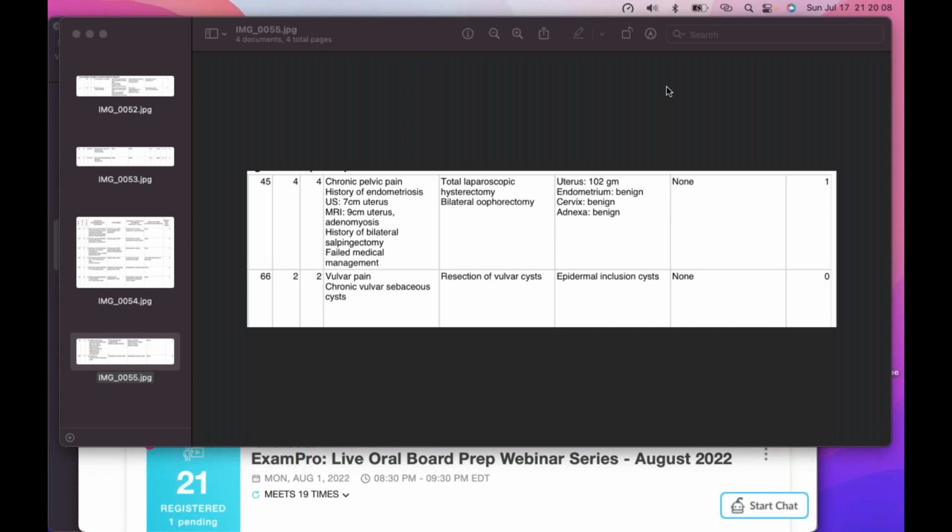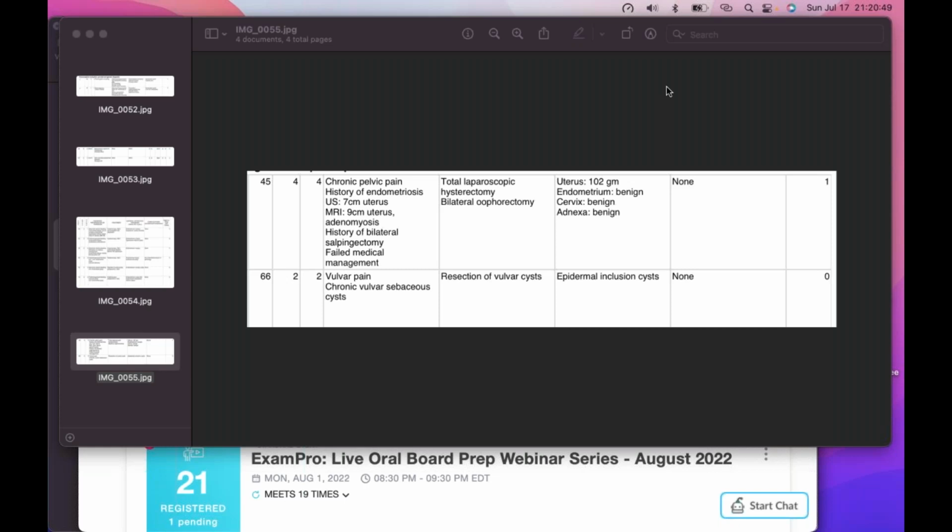chronic pelvic pain, putting that is fine. Confirmed endometriosis is fine as well. Anything that has to do with the imaging, that's significant. Okay, so the fact that right here it says an ultrasound that says 7-centimeter uterus, MRI that says a 9-centimeter uterus, is not necessarily something that you have to put on there. You can put endometriosis. Imaging suggestive of adenomyosis. Putting that the person has a history of a permanent sterilization is fine, and definitely failed medical management.